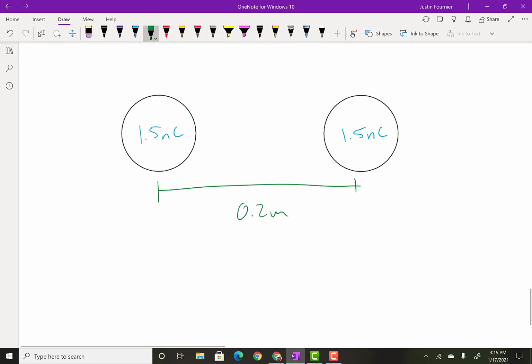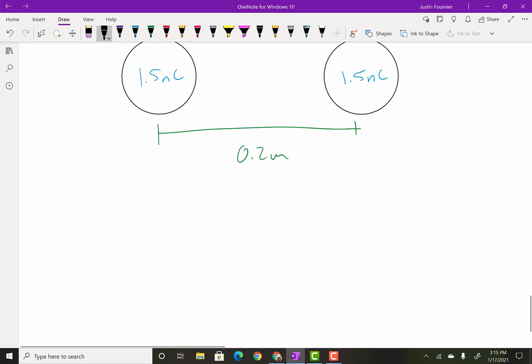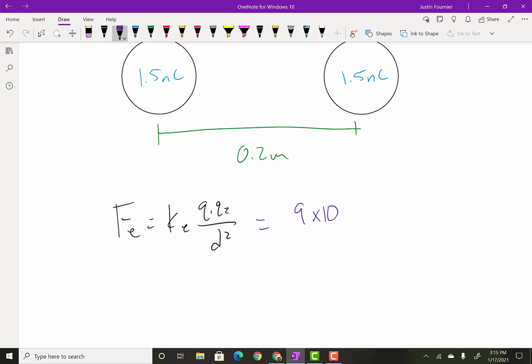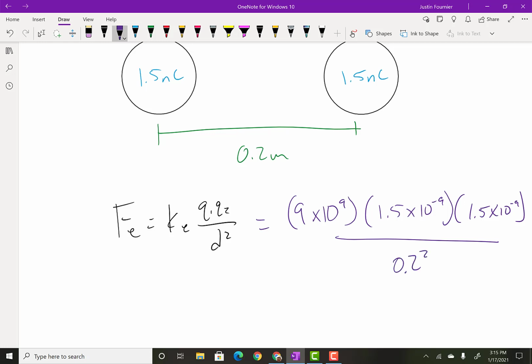Right, and now I can calculate the electric force on them using Coulomb's law. So plugging these in here, the Coulomb's constant is 9 times 10 to the 9. Q1 is the same as Q2, so 1.5 times 10 to the negative 9. And then again, 1.5 times 10 to the negative 9. I could have just as well said 1.5 times 10 to the negative 9 squared, but I didn't. C'est la vie. And then divided by 0.2 squared.